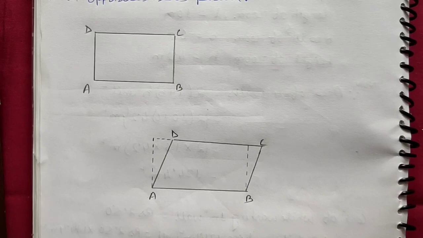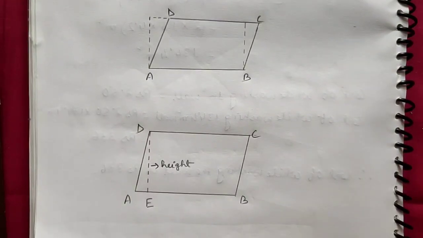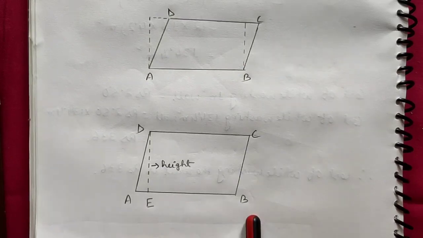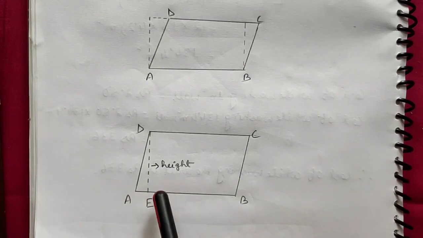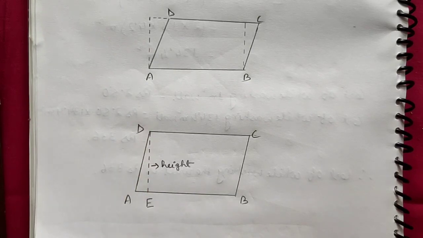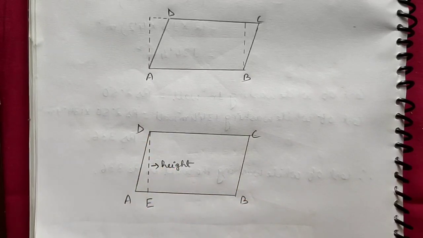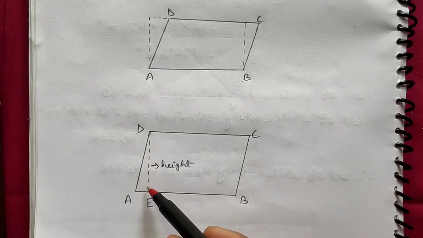Now let's come to its area. Before trying to answer this, let me explain how to calculate the area of a parallelogram. Take any parallelogram ABCD, like this. Now take any side, say AB. From the opposite vertex D we draw a perpendicular DE. The distance DE is known as the height of the parallelogram for the corresponding base.